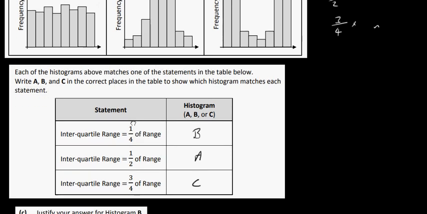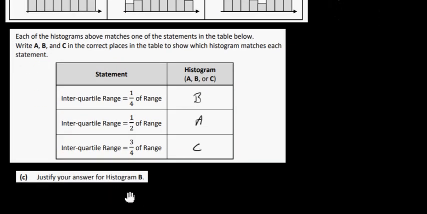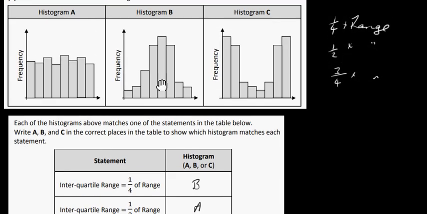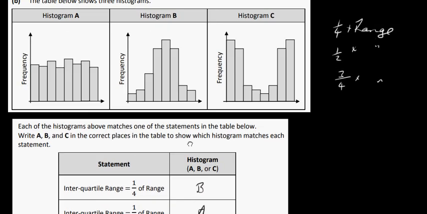So it says here in part C, justify your answer for histogram B. So histogram B is this one here, where we picked the lowest fraction of the range. So let's just write out something here for that. You can see histogram B is the one where most of the data is near the center. There aren't too many pieces of data at either end. So let's write down something here for this question.